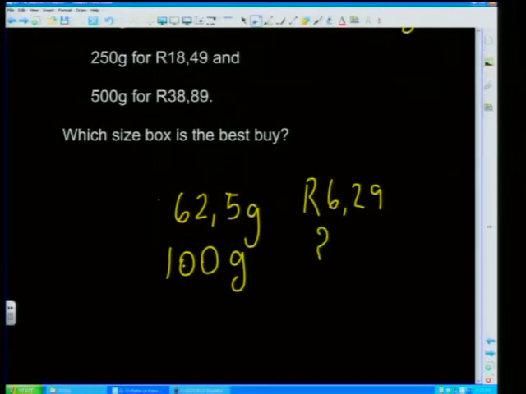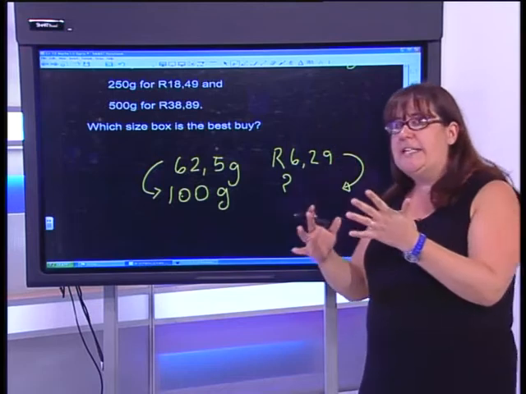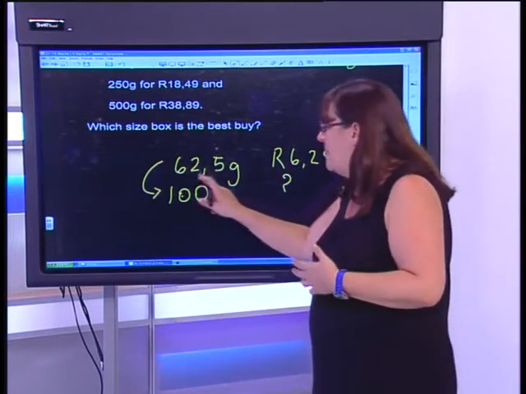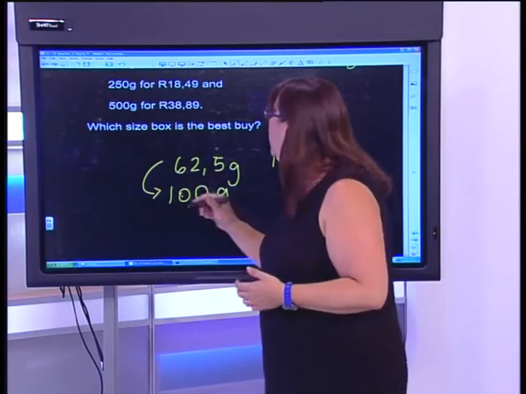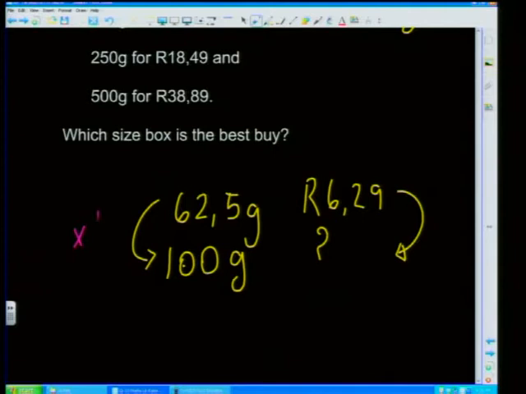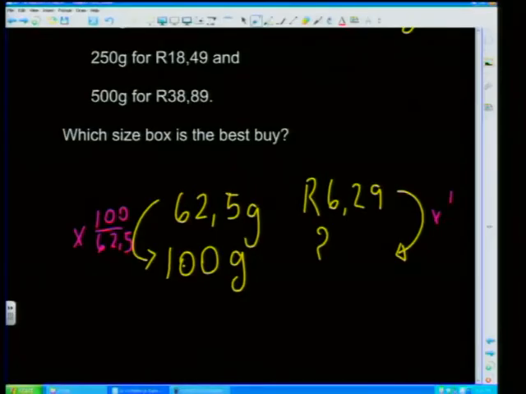Now remember I said, what we do to this side, we need to do to that side. But we need to work out how we change 62.5 into 100. Earlier we were dealing with easy numbers of 18 and 36, but now these are a little bit harder numbers. So I'm going to do the reverse. Remember, you could take your 36 and divide by 18. Well, let's do that. We're going to times here by 100 over 62.5. And what we do to the one side, we do to the other.